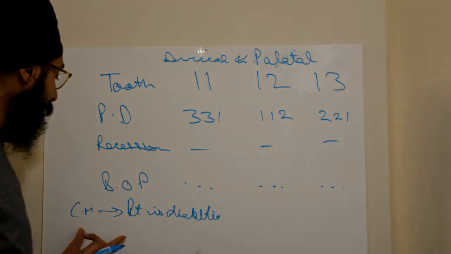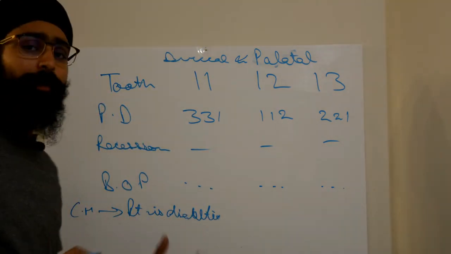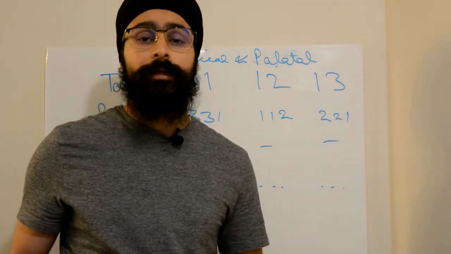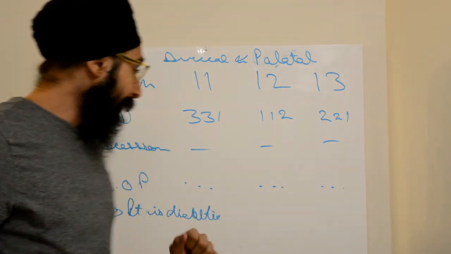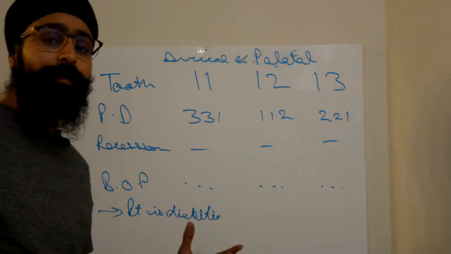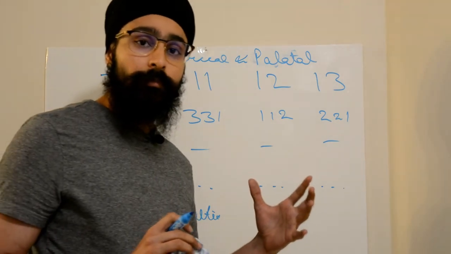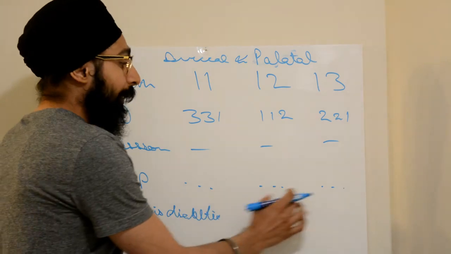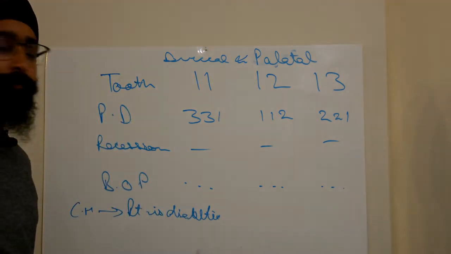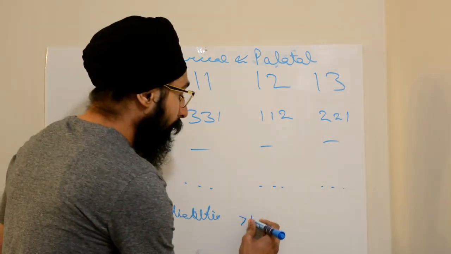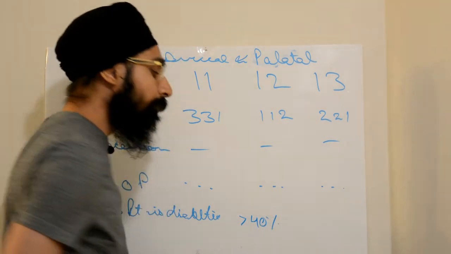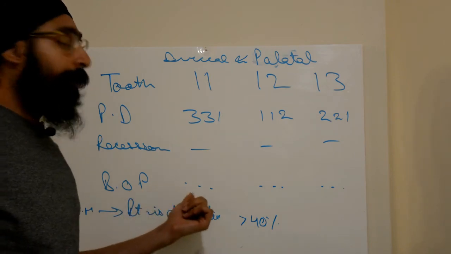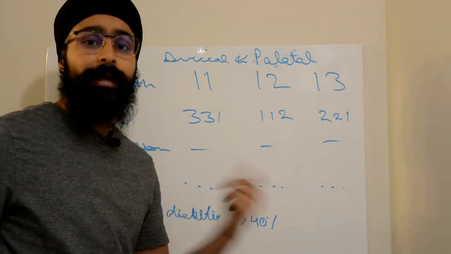So since here it's given that the patient is diabetic, and it's not given whether the patient is controlled or uncontrolled diabetic, here is the point: in case the patient is diabetic and nothing is given about his condition, whether controlled or uncontrolled, always count the number of bleeding sites. If these are more than 40%, consider that this bleeding on probing has happened because of the diabetes.